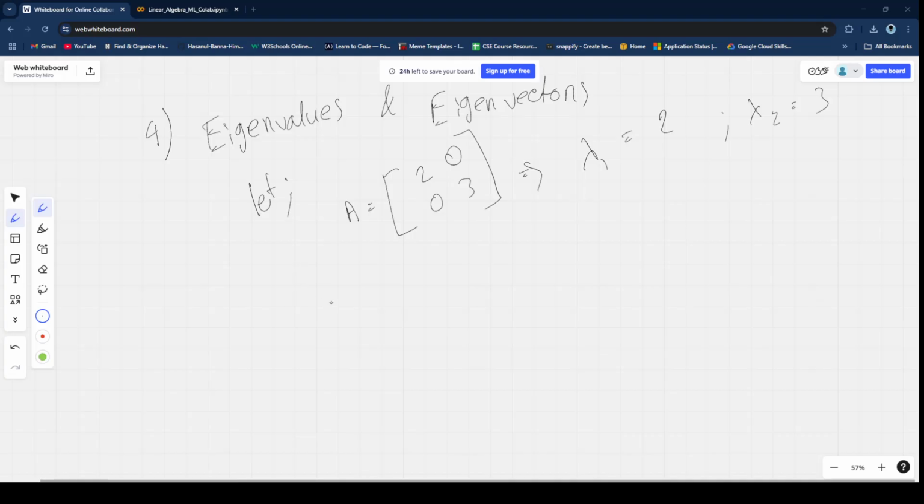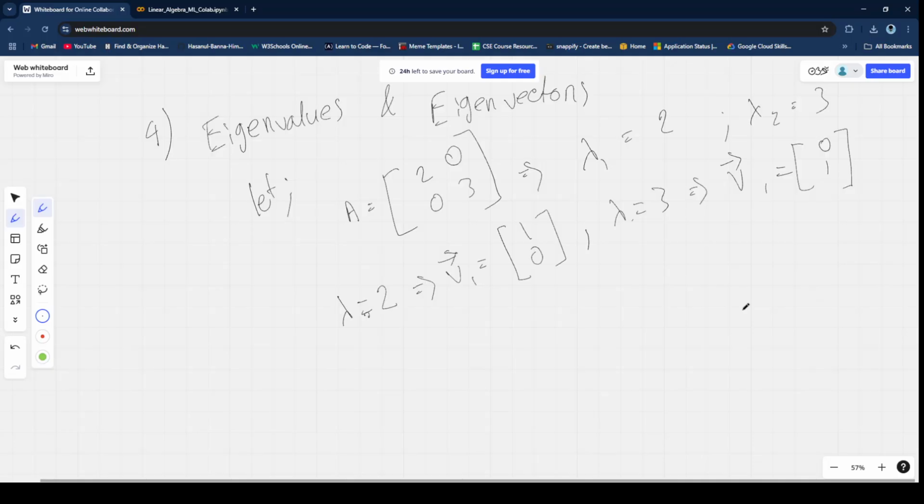Now to find the eigenvectors, for lambda equal to 2, the v1 vector will be 1 and 0, and if my lambda is equal to 3, we will have a vector of 0 and 1. Now, why does this matter? The eigenvectors point along the invariant directions, and the eigenvalues tell us how much those directions are stretched or compressed.